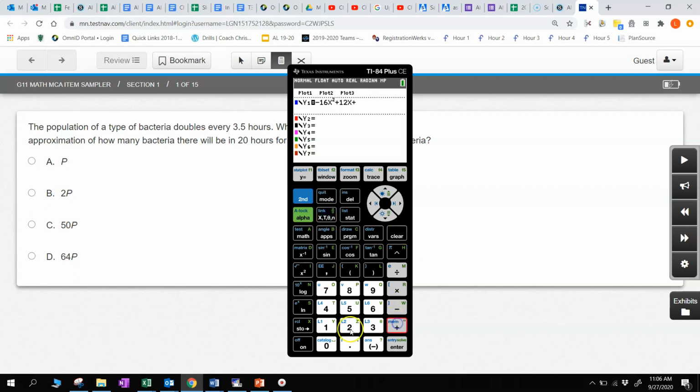Plus 10. But you can see my calculator gave me an error, so I just go back and check it out. Now let's check it again. What's going on here? Negative 16x squared plus 12x plus 10. Let's check our window. Zoom is good. Y equals, let's go down. Let's make sure it reads it.